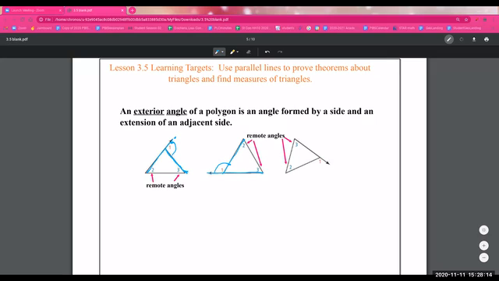All right, and we would call the angles that are furthest away from it the remote angles. So angle 1 is exterior. This one is adjacent to it right here, this angle inside. But angle 2 and 3 would be remote in this problem.